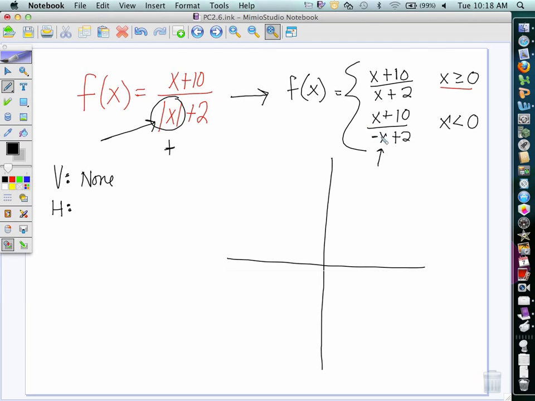We actually have two horizontal asymptotes. The first one, the degrees are the same in both of these. The first horizontal asymptote would be the coefficients 1 over 1, so y equals 1. And that's coming right from here, 1 over 1. And then the second horizontal asymptote is found from having 1 over negative 1. So y equals negative 1.